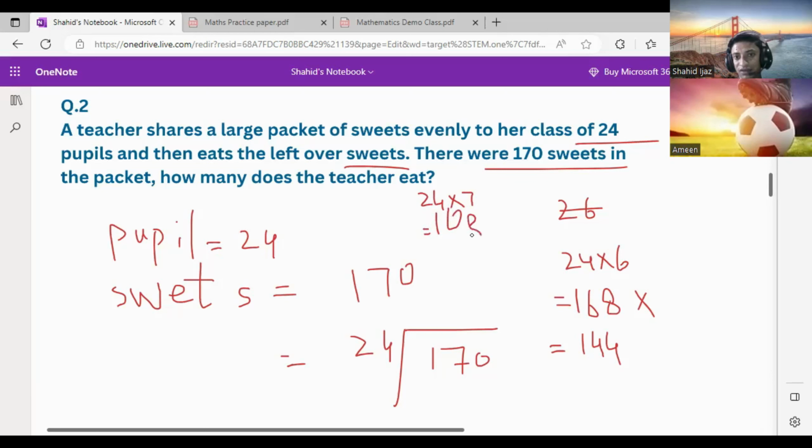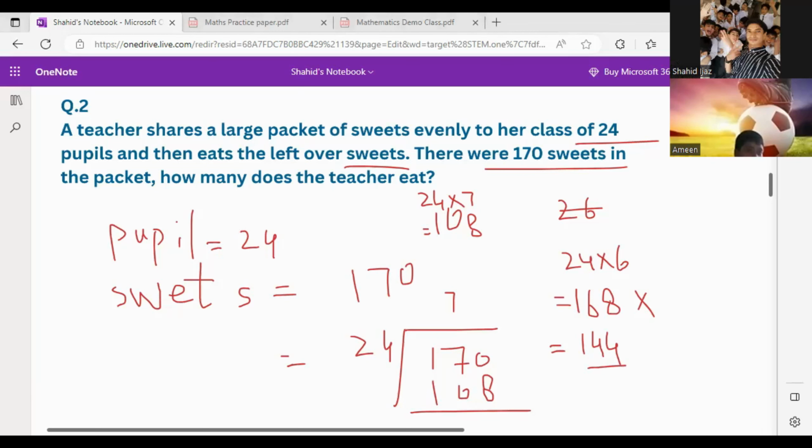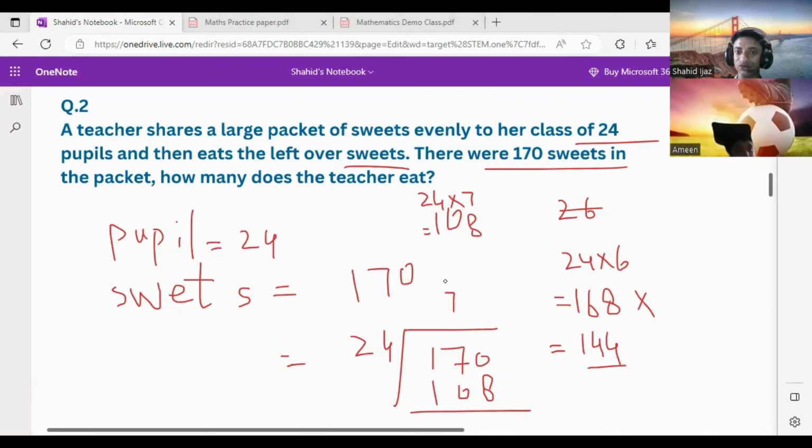But still, the answer would be the same. Answer would not be the same. How can it be the same? It says that there are 170 sweets in the packet. How many does the teacher eat? Last time when there were 144 sweets, each student got 6 sweets per student. But now each student will get 7 sweets.